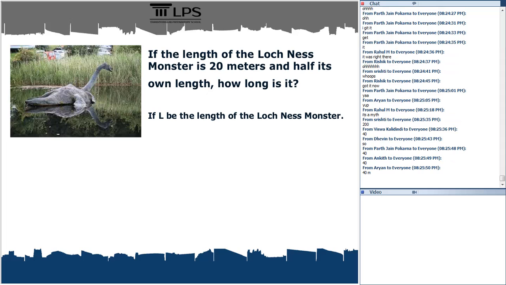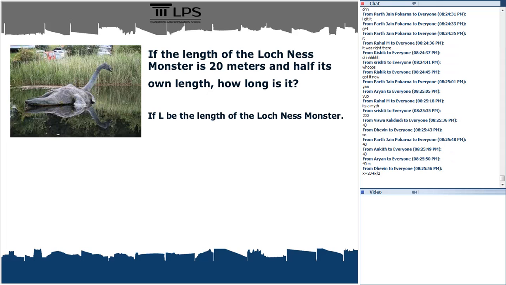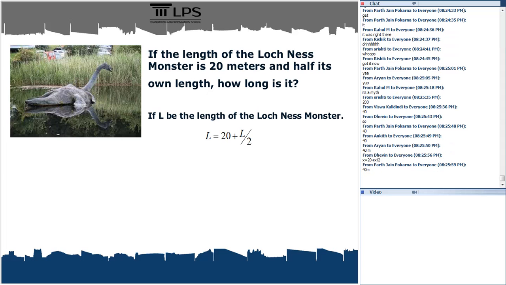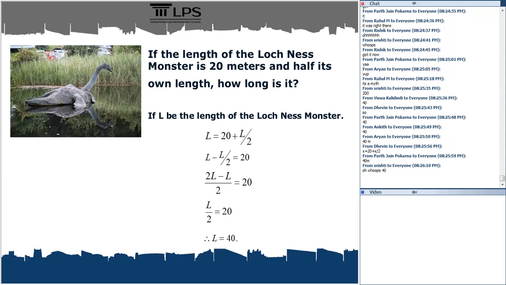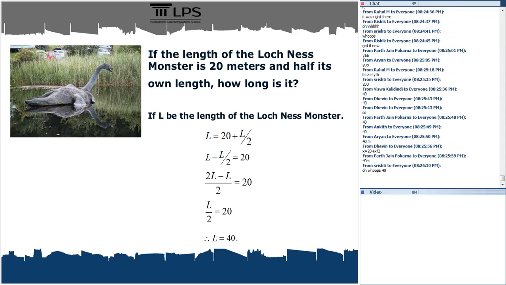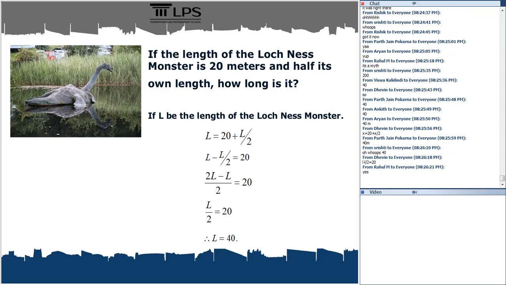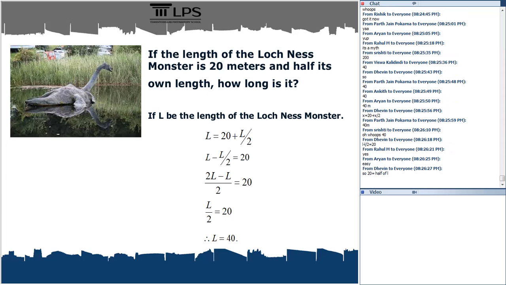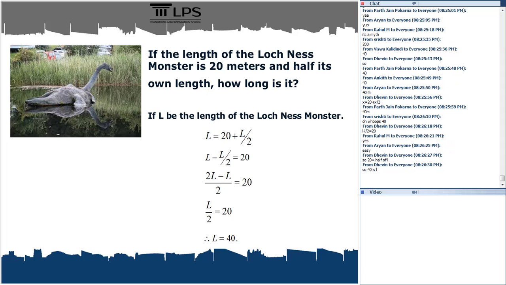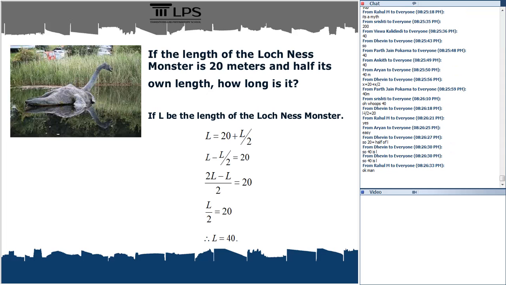I have some answers there. Let the length of the Loch Ness monster be L. So this will be the equation: L is equal to 20 plus half of L. Yes, that's right, Devin. So the length of the Loch Ness monster is 40 meters. Very good. That's right. Yes, very nice. Now I think everybody has the answer.